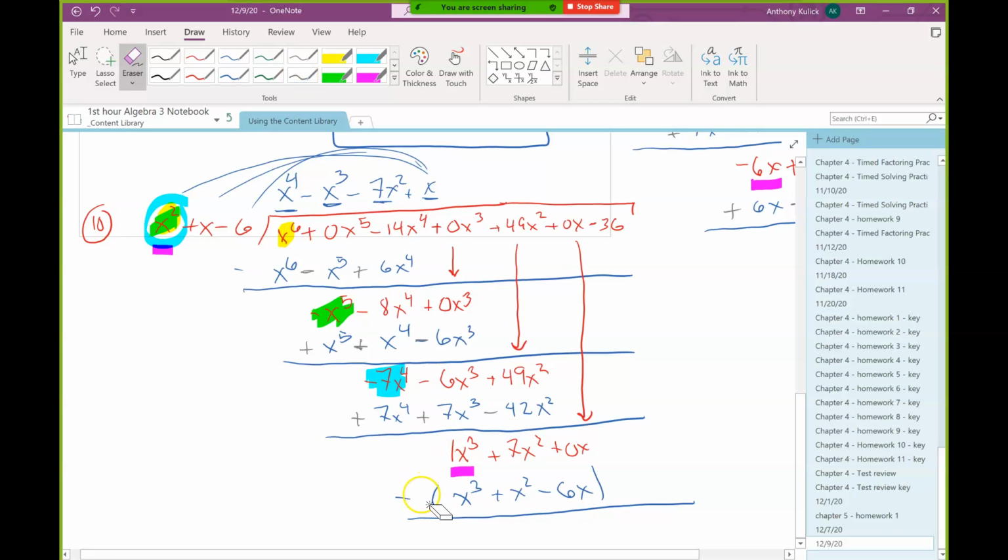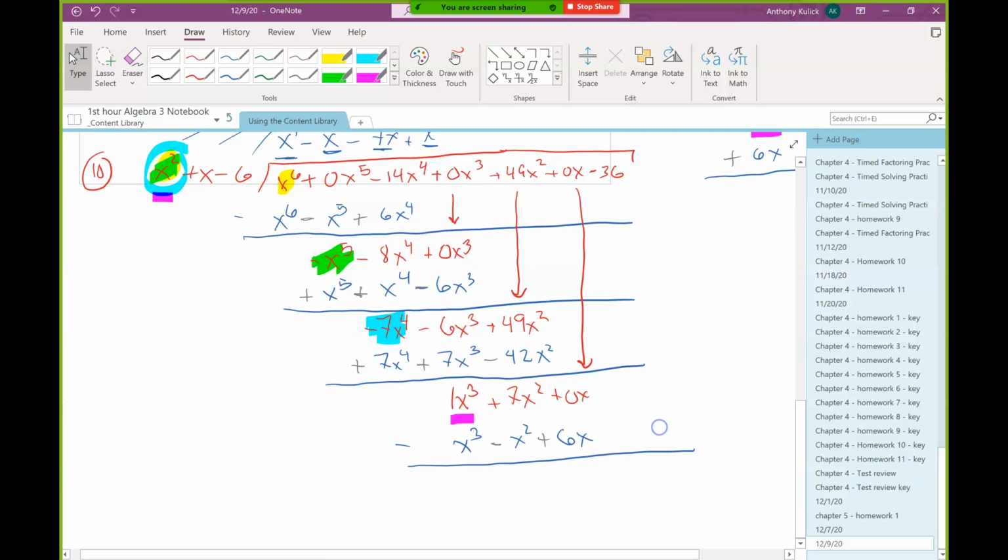Distribute through our negative, so negative of a positive is negative. Negative of a positive is negative. Negative of a negative is positive. So x cubed minus x cubed is 0. 7x squared minus x squared is 6x squared. 0x plus 6x is 6x. And then we bring that negative 36 down.